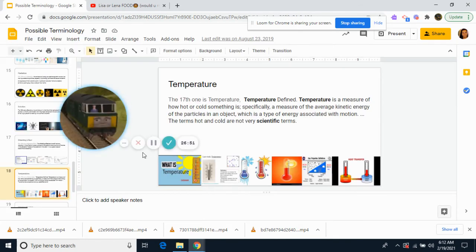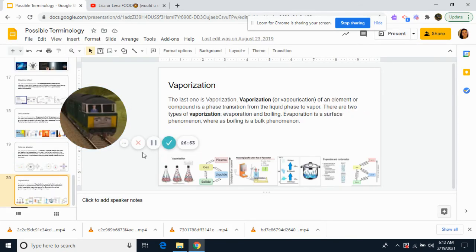How many slides? All right, so there is no such thing as a U or W, X, Y, Z in this terminology.